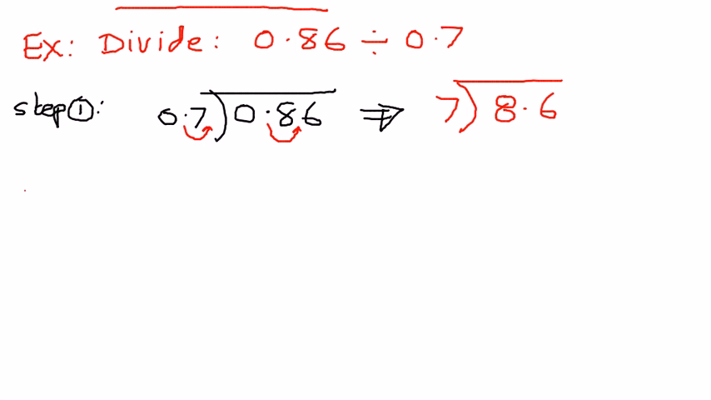Now step number 2. So what are we doing here? In step 2, move the decimal point in the dividend the same number of places to the right, and that's what we did. In step 3, place the decimal point in the quotient directly above the decimal point in the dividend. So let me write this, 7 and then 8.6. We're going to place the decimal point just right above the decimal point there, like that. And then step number 4 is perform the division as if we're going to perform the division of whole numbers.